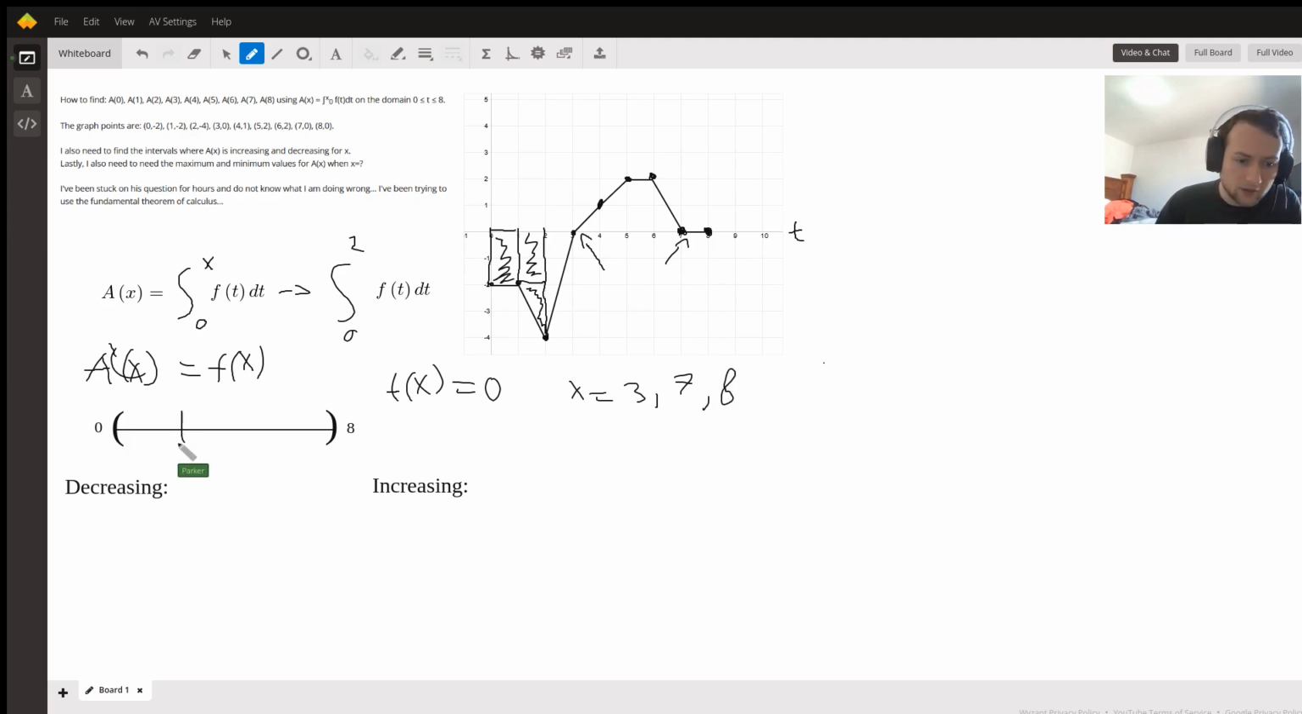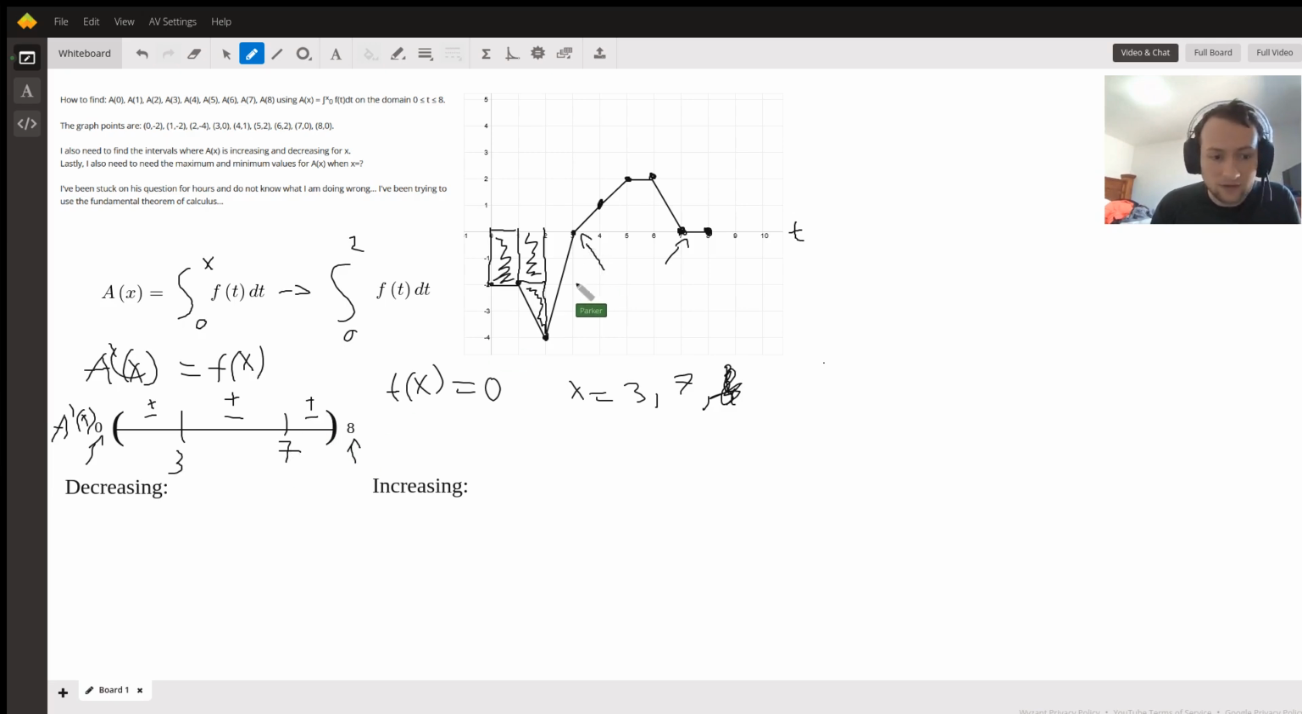We're now going to plot it on a number line here. This is the number line for A prime of x on the bounds of 0, since that's the lower bound, and bounds of 8, since that is the upper bound. So we don't care about 8 here, since that's already an upper bound, and we have 7 here. So now what we have to do is determine whether A prime of x is positive or negative from 0 to 3, from 3 to 7, and from 7 to 8.